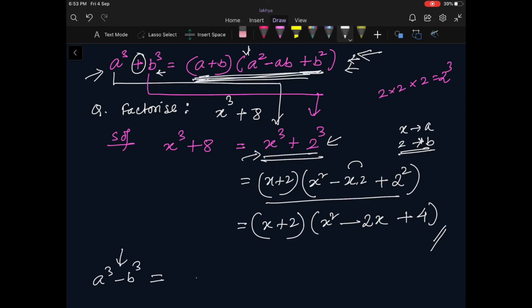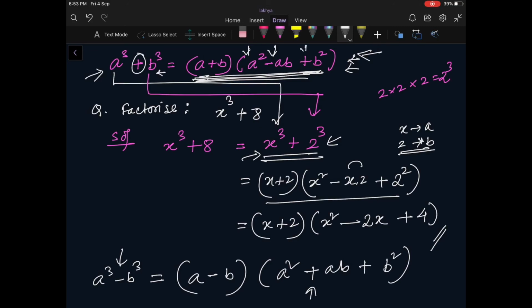here you see, the result must be in the same form: a minus b, then a square, ab, then b square. The difference is that here this should be minus, and here instead of minus there should be plus. Here it was minus, now it is plus, and this is plus. Only these two signs are changed. Here it is minus and it is plus. So it is similar to the previous one.